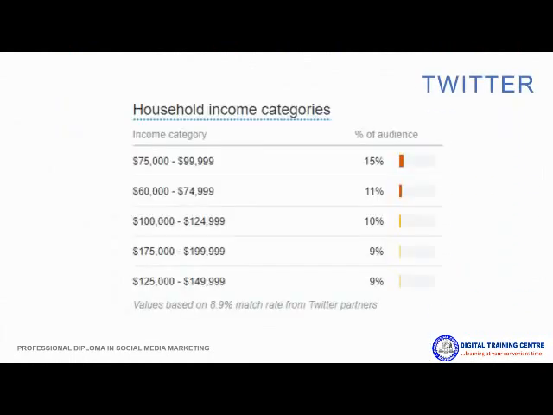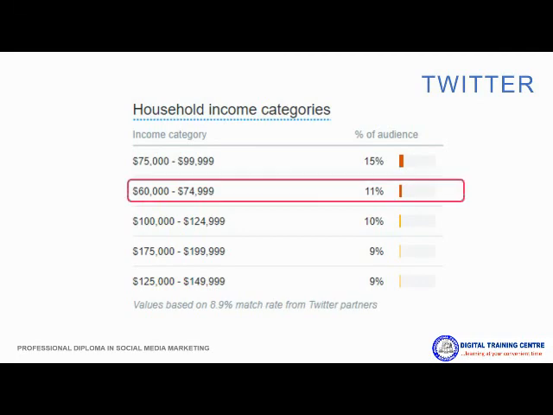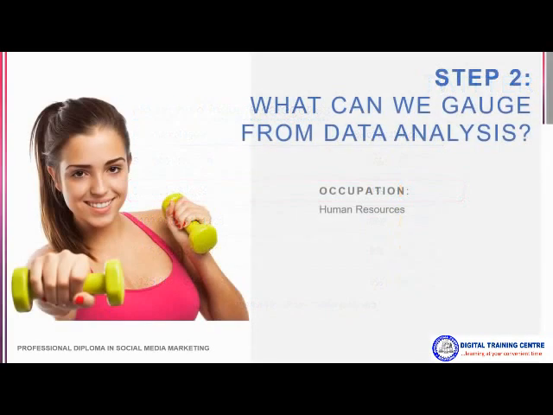We're going to take a look on Twitter, and under Twitter, we can see what the average household income categories are. Here we can see we've got 75 to 99,000. We've also got a 60 to 74,000, which is the closest range that we have. It's also ideal because 11% of our followers are within that category. So we're going to then fill in more specific information as to what we think her income is.